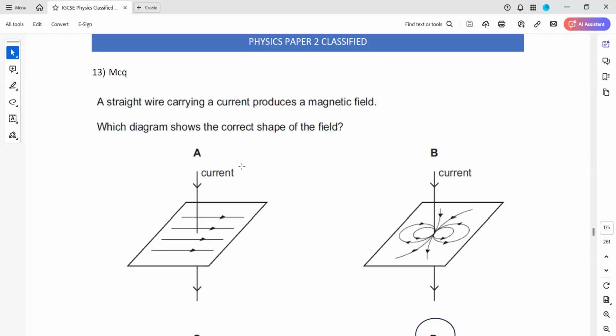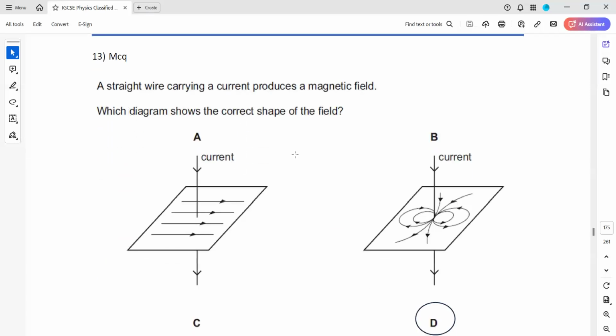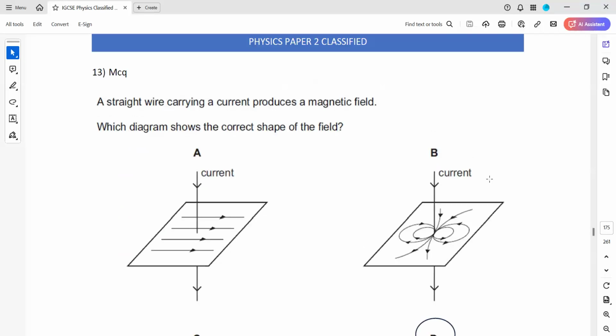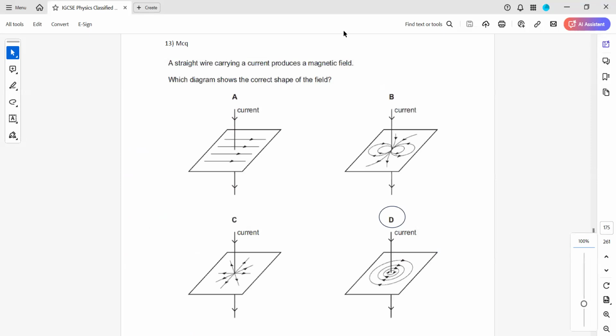Question 13, a straight wire carrying a current produces a magnetic field. Which diagram shows the correct shape of the field? Again, you have to use the right-hand grip rule. Your thumb will represent the direction of the current, and your fingers will turn around it in the direction of a magnetic field.